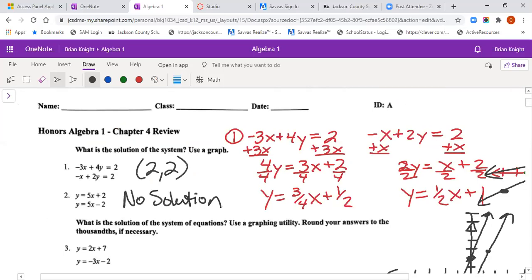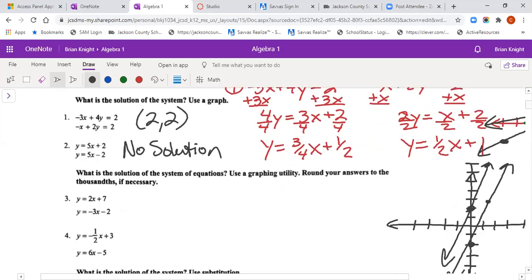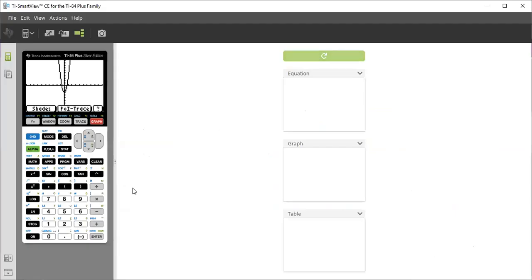Everybody's good? All right. 3 and 4, you're doing the same thing, but you get to use your graphing utility, aka calculator. So I'm going to change screens so we can see the graphing calculator. And we basically plug it in.